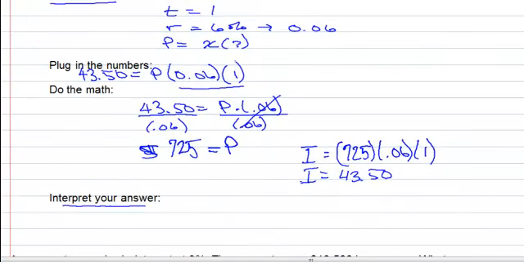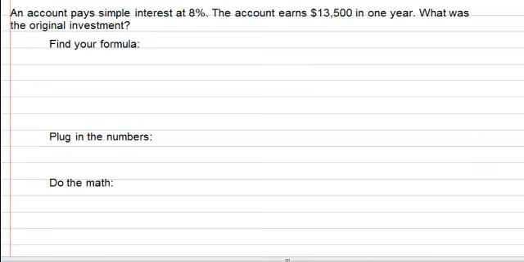So our original investment is $725. That was our principal. Okay, let's do another example.